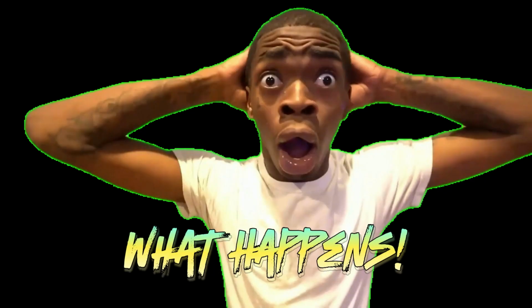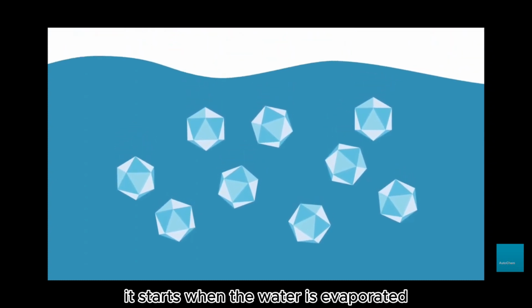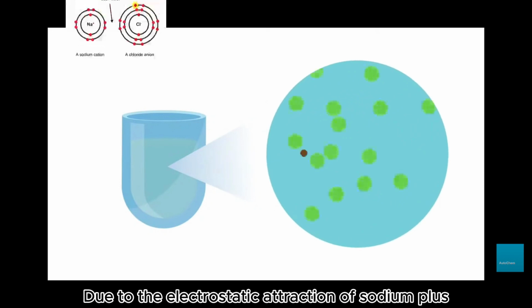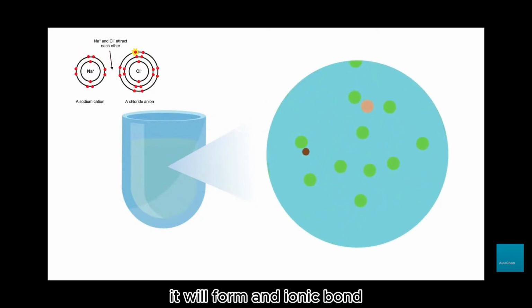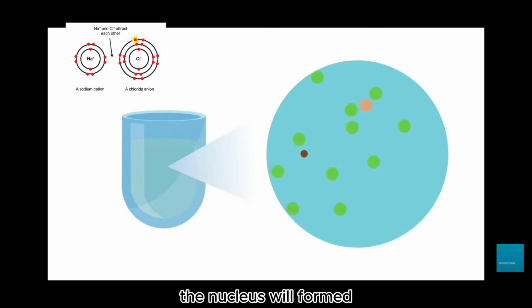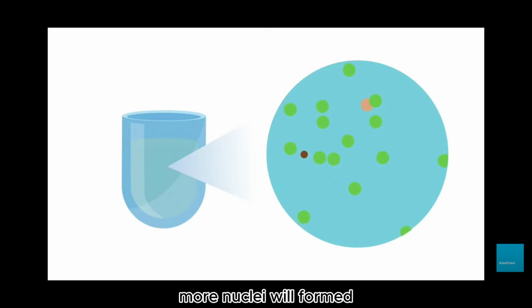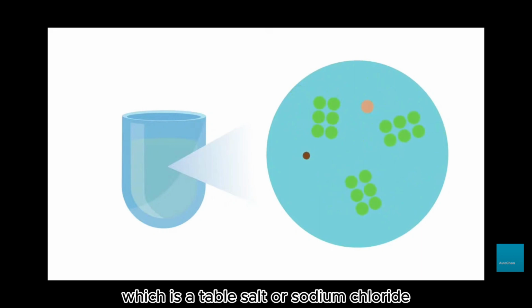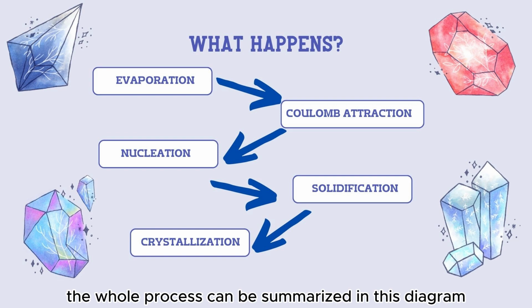Whoa, what just happened? Well, the process is called crystallization. It starts when the water is evaporated and the solution becomes supersaturated. Due to the electrostatic attraction of sodium plus ion and chlorine minus ion, it will form an ionic bond. The nucleus will form, which we call the process of nucleation. As time passes, more nuclei will form and the result will be an ionic crystal, which is the table salt, sodium chloride. The whole process can be summarized in this diagram.